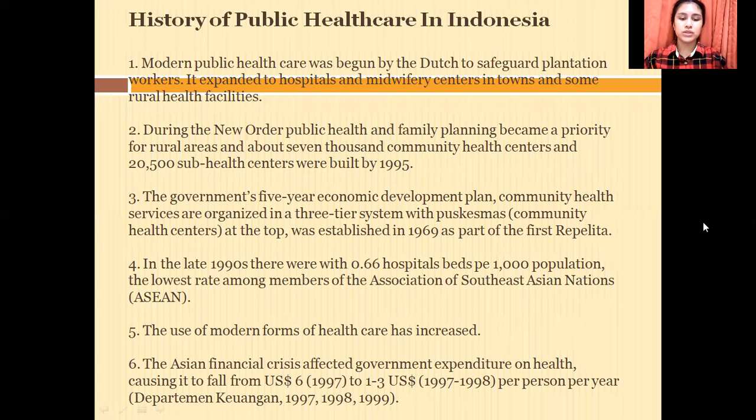And then, during the New Order, public health and family planning became a priority for rural areas, and about 7,000 community health centers and 20,500 sub-health centers were built by 1999.